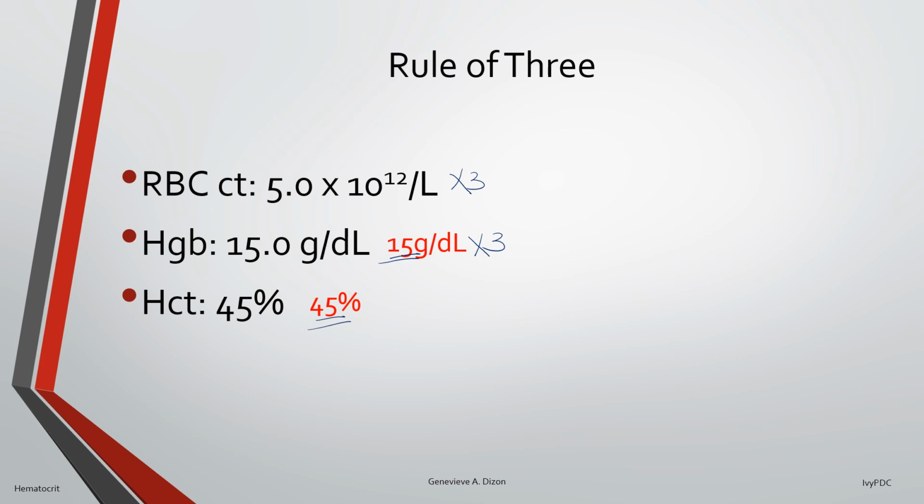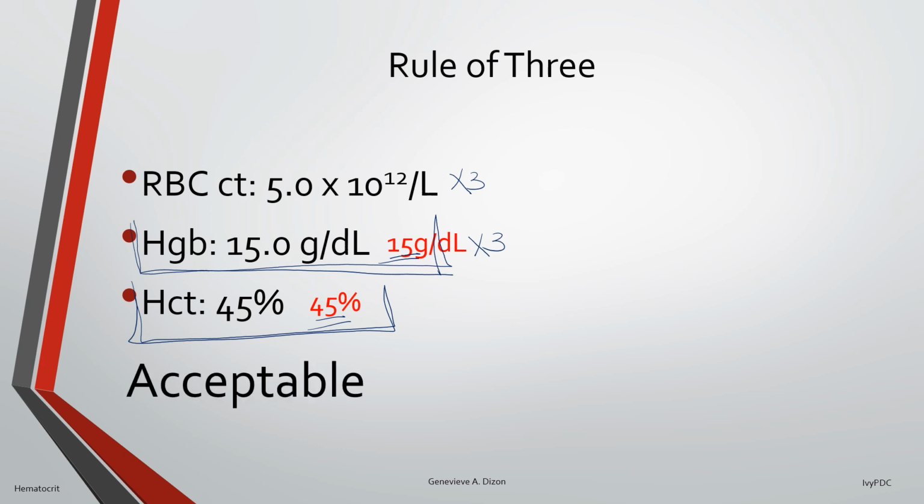Now, as we can see, the hemoglobin result from the manual method and the rule of 3 are the same, and for the hematocrit, they are the same as well. So that means the results are acceptable.